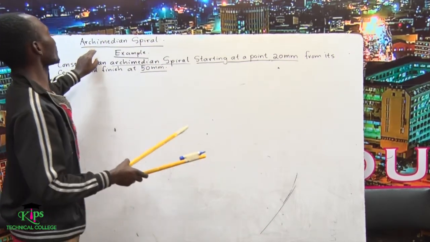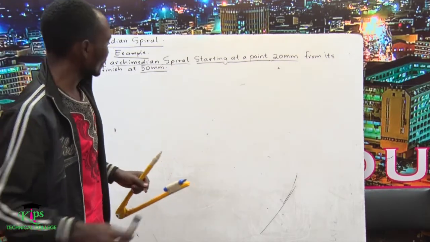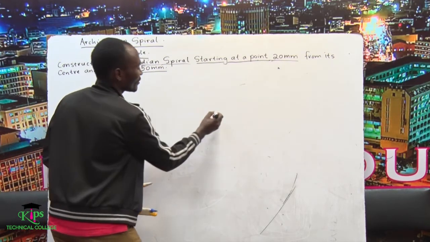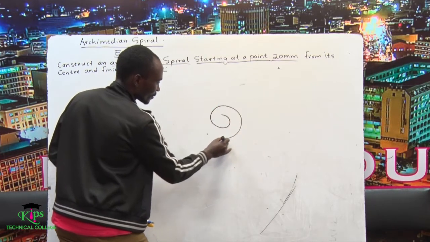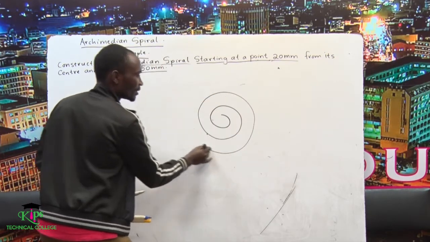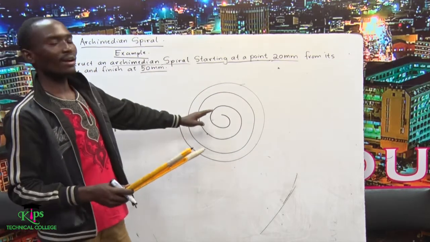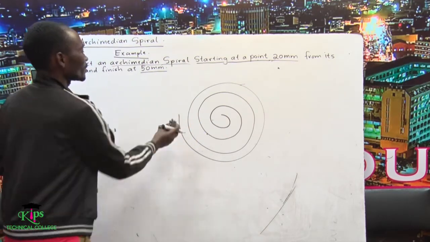Today we are going to construct an Archimedean spiral. An Archimedean spiral is to take this particular shape. So it will start from a given point like this. Then it goes as it increases like that. So this is what we call an Archimedean spiral. So let's get to tackle this question.